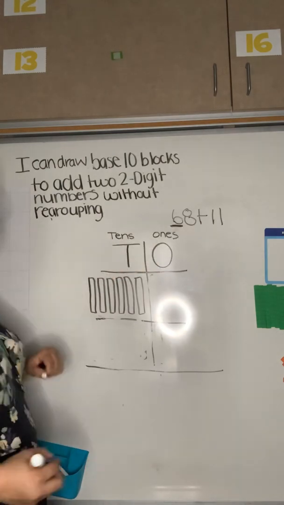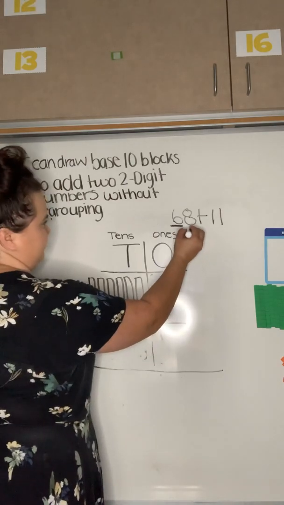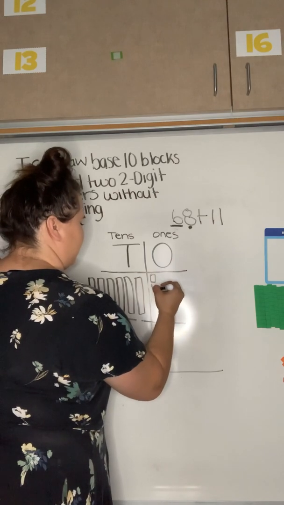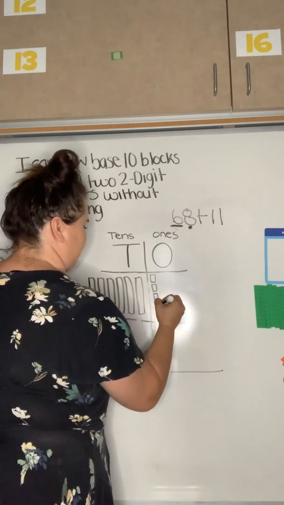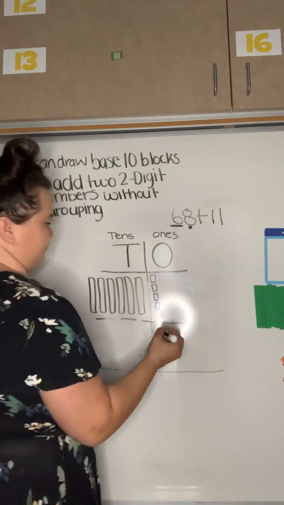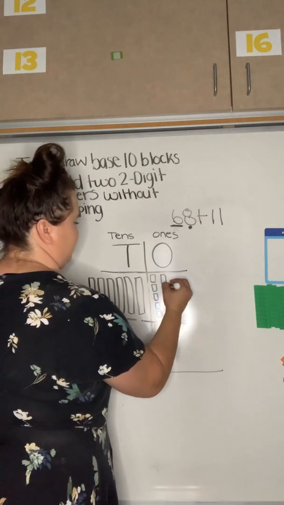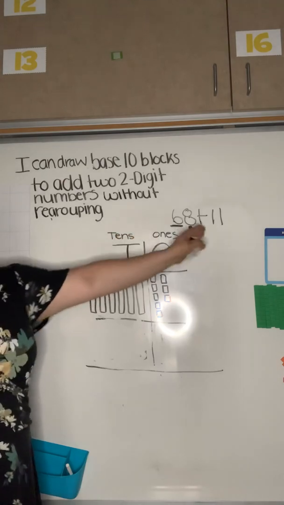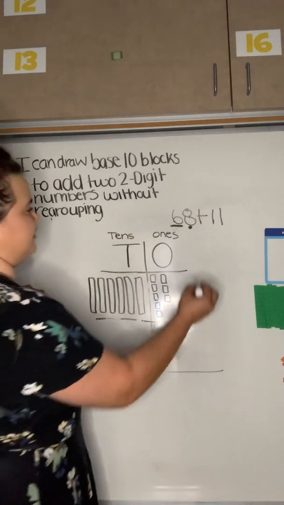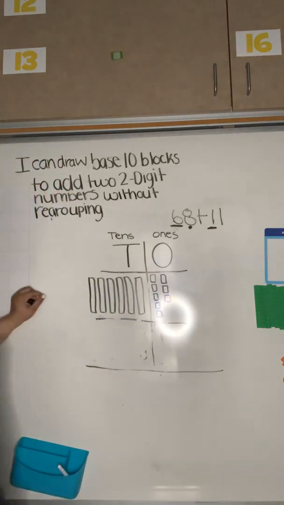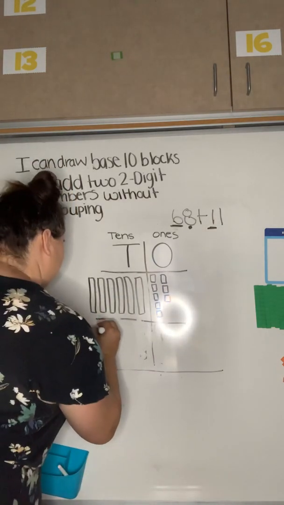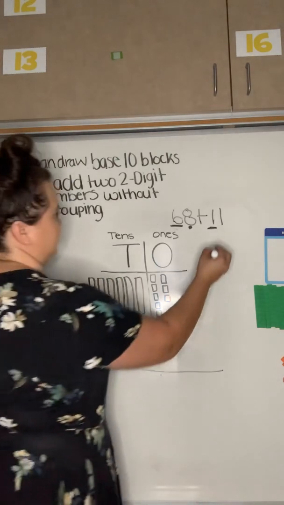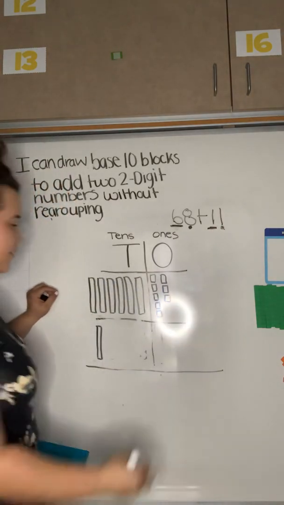How many ones do I have in 68? How many ones are there? 8, good job. So we're going to do 1, 2, 3, 4, 5, 6, 7, 8. Now we're going to look over to our second number, 11. How many tens are in the number 11? 1. Good job. So we're going to draw 1 10 rod. And how many ones are in the number 11? 1. Good job.